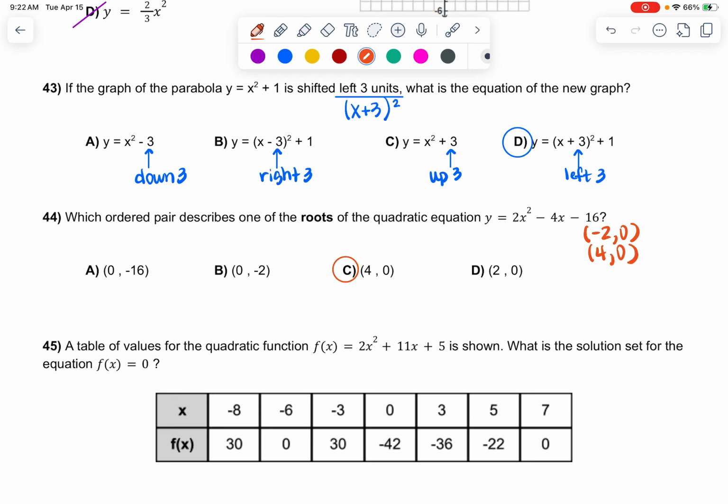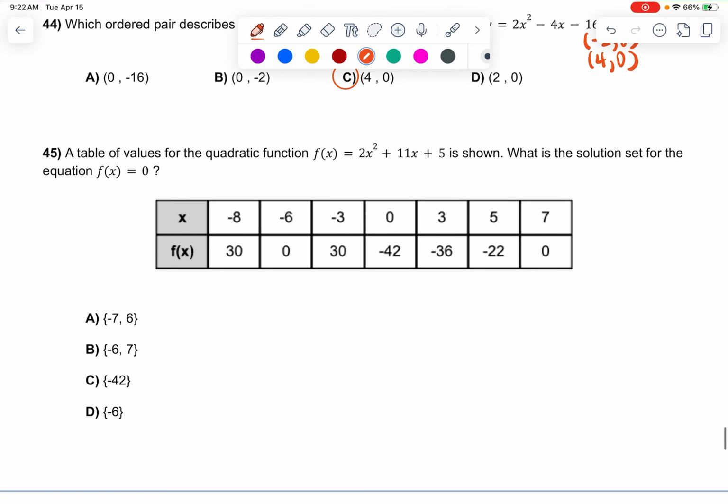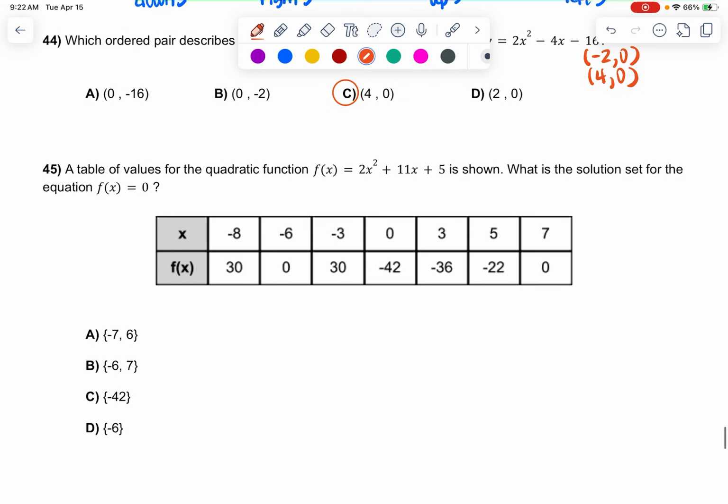Okay, all right, here we go. Number 45: a table of values for the quadratic function 2x squared plus 11x plus 5 is shown. What is the solution set for f of x equals 0?